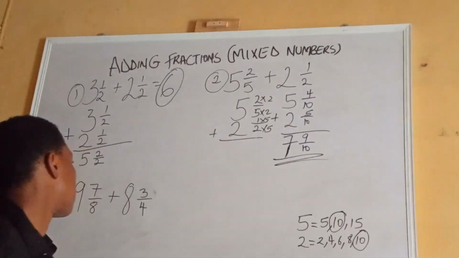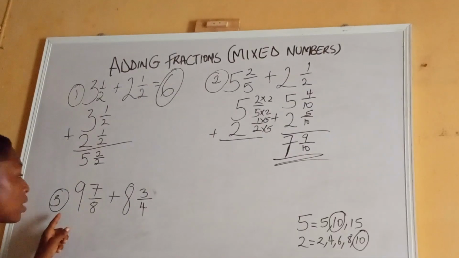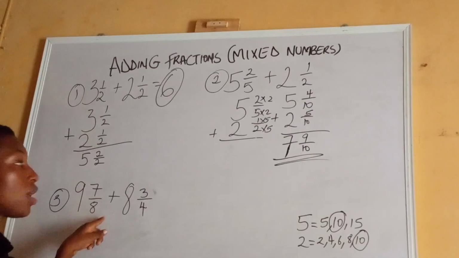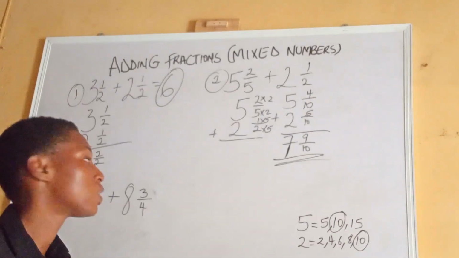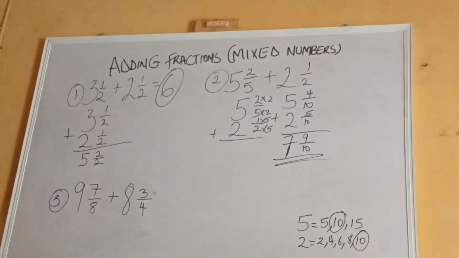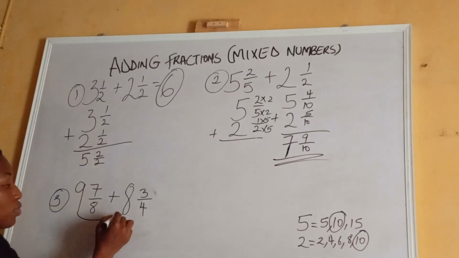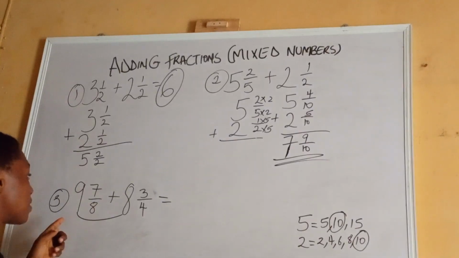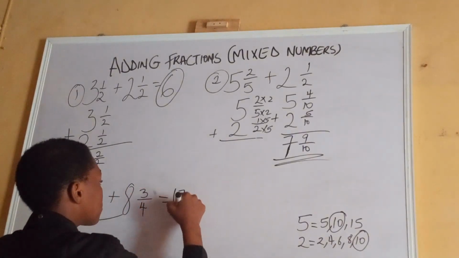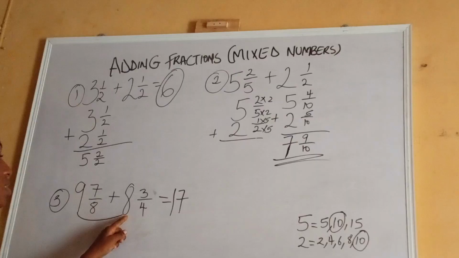All right. So for this question, you have 9 whole number 7 over 8, plus 8 whole number 3 over 4. What do you do? In this case, instead of lining it up, I'm going to do it another way. You can just simply add the whole numbers, 9 plus 8. 9 plus 8 is going to be what? 17.